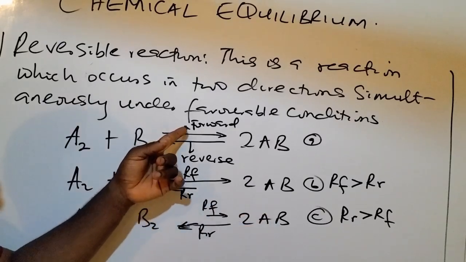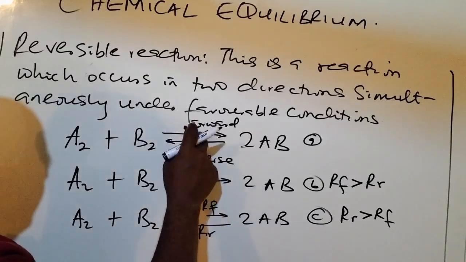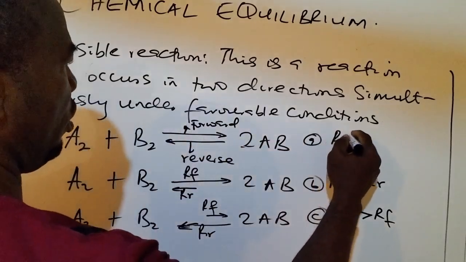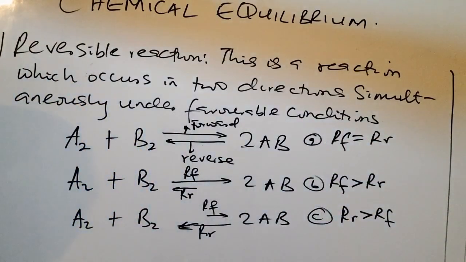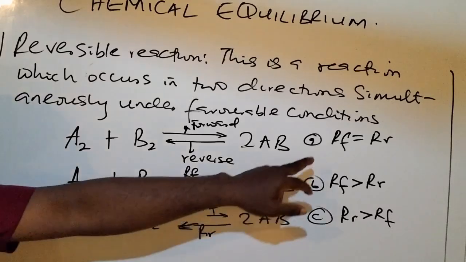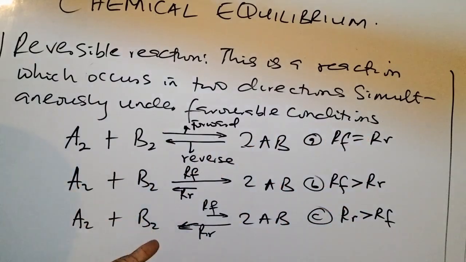You look at the reaction A. In A, you see that the two arrows appear to be equal. That means the rate of forward is equal to the rate of reverse. So a condition whereby the rate of forward is equal to the rate of reverse is called dynamic equilibrium.